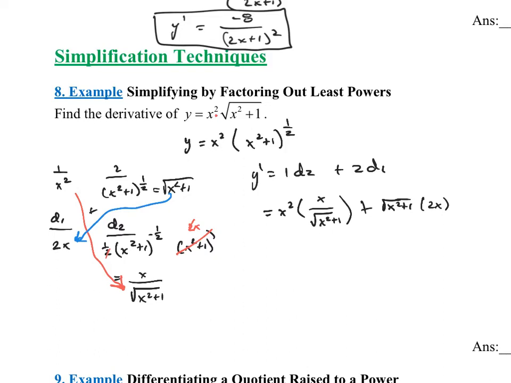So let's see if we can clean this up a little bit. We'd have y prime equals, well, x squared times x is x cubed over the square root of x squared plus 1. Plus, and then we'd have 2x times the square root of x squared plus 1.